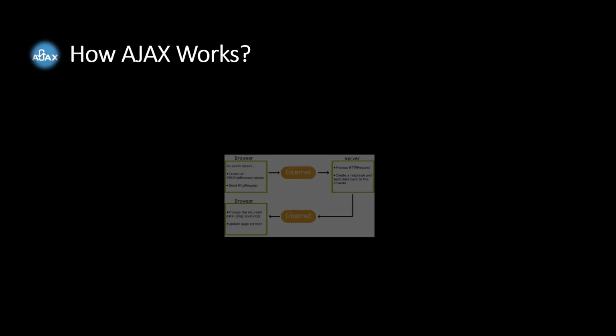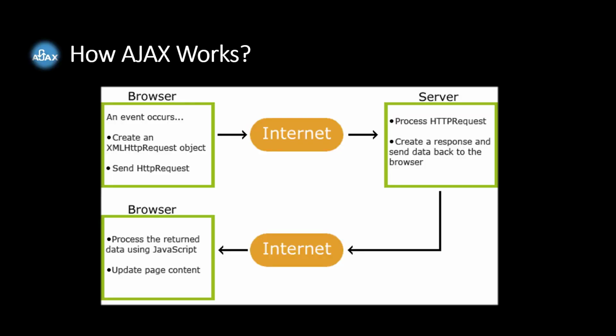How AJAX works. Here you can see we have an example of it. An event occurs. An XMLHttpRequest object is created and sends an HTTP request, and this request will go through the internet to the server. The server will process the HTTP request, create a response and send data back to the browser. Then the response will go through the internet to the browser, and the browser will process the returned data using JavaScript and will update the page content.